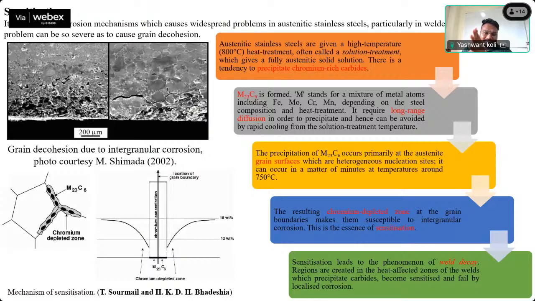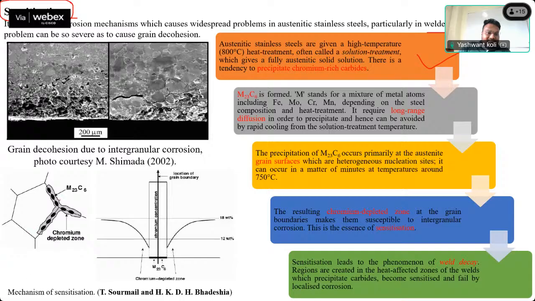Sensitization is a major problem in stainless steel. It is one of the corrosion mechanisms which causes widespread problems in austenitic stainless steel, particularly in welded assemblies. So if we are fabricating stainless steel, we have to see that sensitization should not be there. What is the sensitization problem and how can we avoid it, that is the major concept if we are using stainless steel.